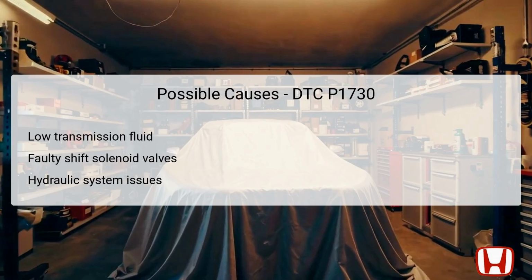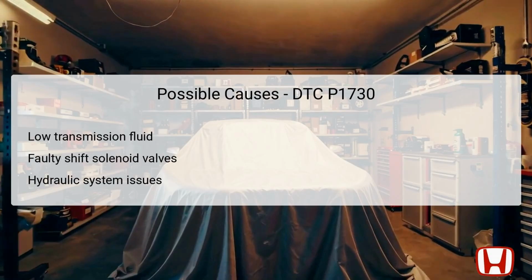Several possible causes can lead to the P1730 shift error B code. Firstly, low transmission fluid can significantly impact the operation of the transmission, leading to erratic shifting behaviors. This can occur due to leaks or improper fluid levels.